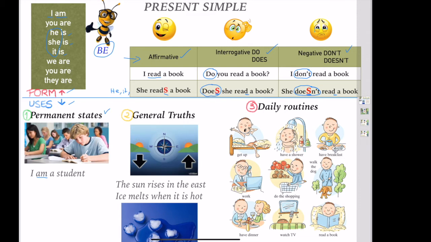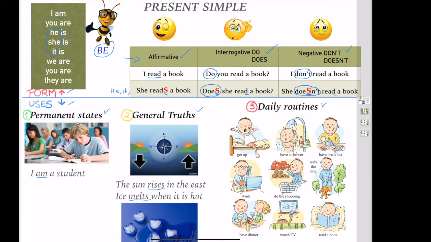In the second use, you're going to have general truths. These are actions, truths that are always true. For example, the sun rises in the east or ice melts when it is hot. El sol sale por el este, el hielo se derrite cuando hace calor.